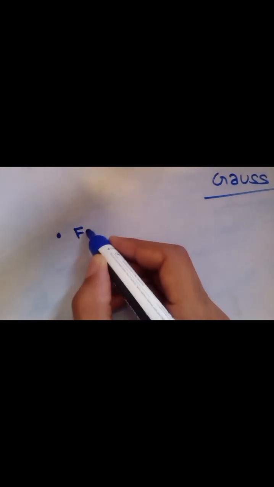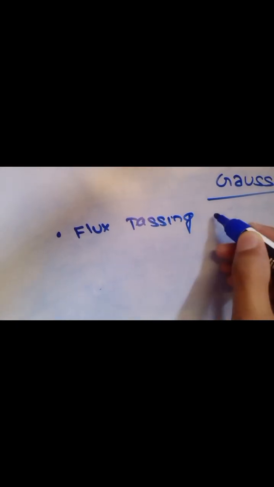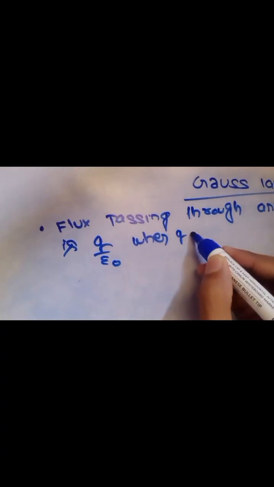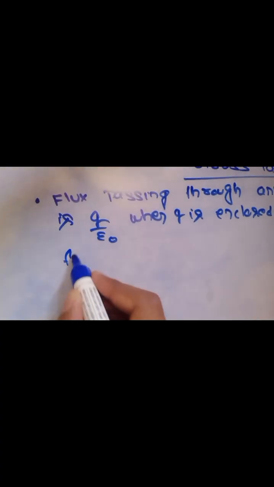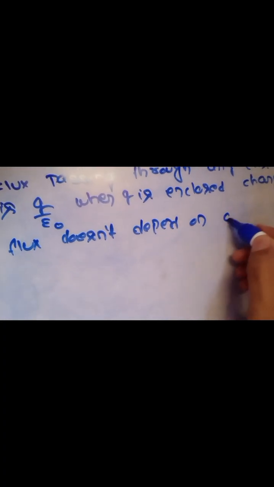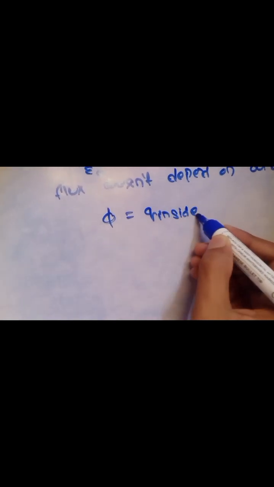Now we discuss Gauss law. What is Gauss law? The flux passing through any closed surface is Q divided by epsilon naught, where Q is the enclosed charge, and this flux does not depend on outside charge. So flux equals Q inside divided by epsilon naught.